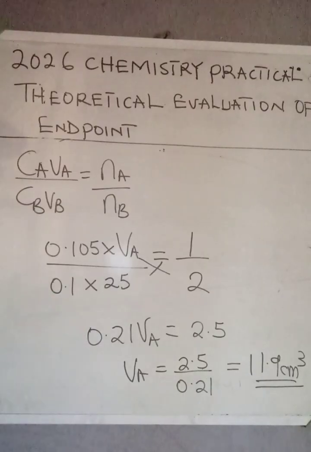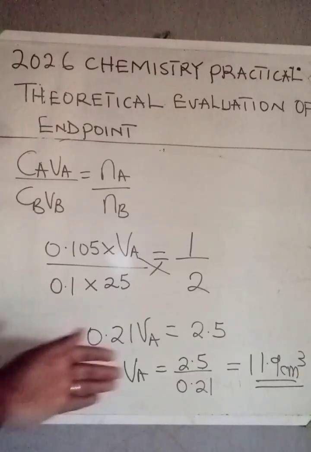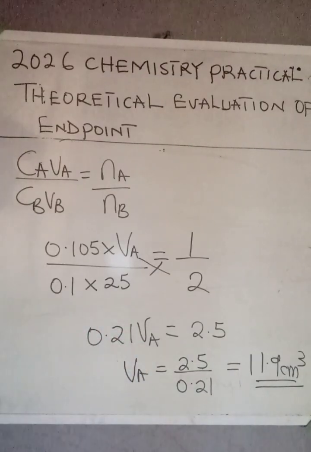Be you a teacher or a student, this will serve as a guide. So if your value is around this figure here, 11.9, that means you did the right thing. But it must not be exactly 11.9 due to errors that go with concentration, dilution of solutions and all whatnot. So it might not be exact, but this is the ideal endpoint.